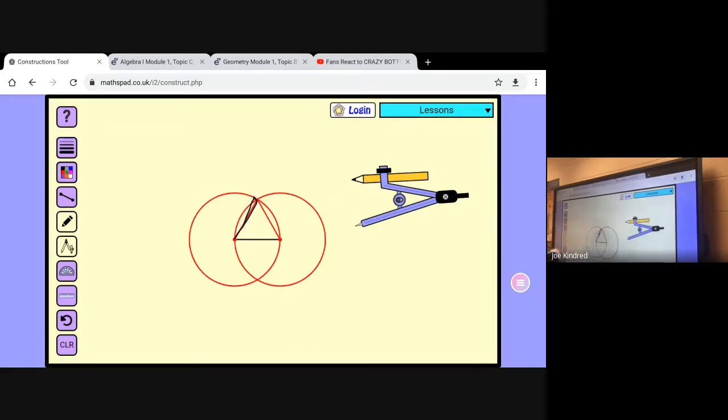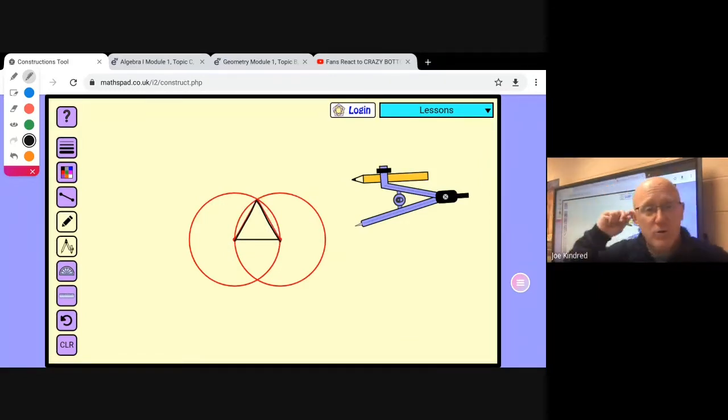You can see that your equilateral triangle is formed simply by constructing two circles. So basically, a segment and two circles is how you do an equilateral triangle.